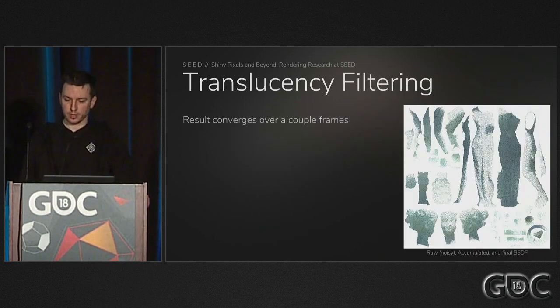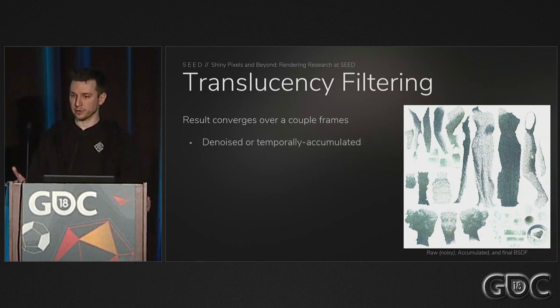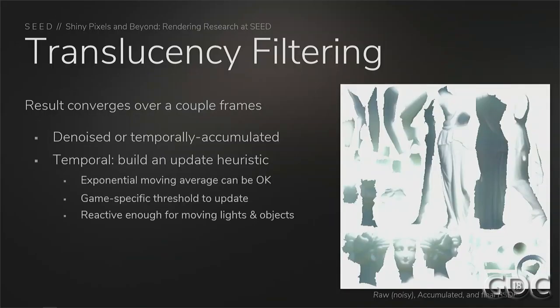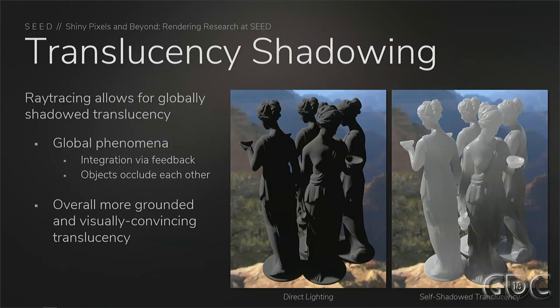We then filter the results as they converge over multiple frames. So the results, you can denoise them if you want, or you can temporally accumulate them. If you temporally accumulate, you have to build a heuristic that kind of works for your case. It has to be reactive enough for moving lights and for objects that could potentially occlude each other. And in our case, we have a variance adaptive mean estimator that Tomasz developed, and which I'll talk about in a few slides when I talk about GI.